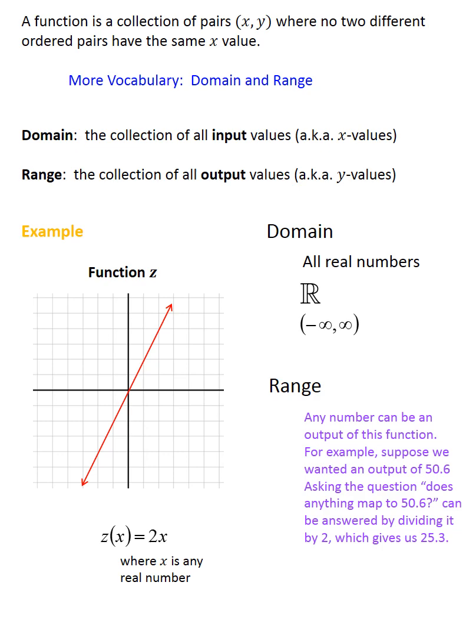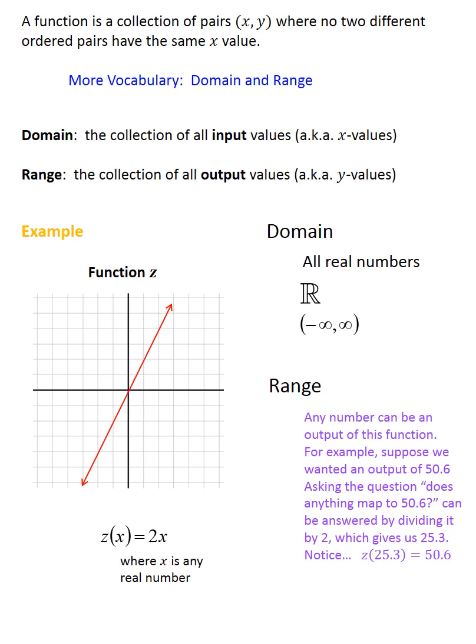So the question then becomes, does anything map onto 50.6? Because if it does, then 50.6 is part of the range. But you can answer what maps onto 50.6 by just dividing that number by 2, which gives us half of that, or 25.3. Since z is the doubling function, z of 25.3 is 50.6.